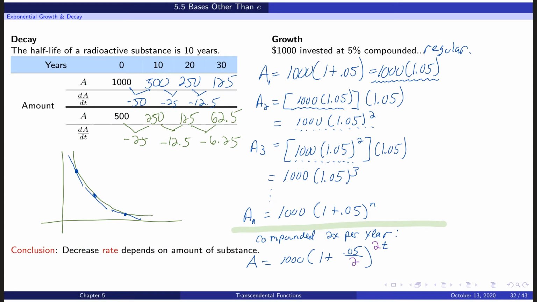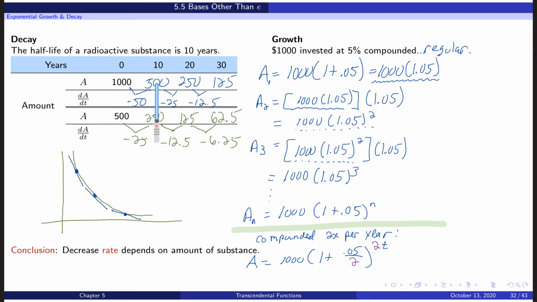So for the last example, which is going to take 2 slides, we're going to investigate exponential decay of substances and exponential growth of money. Exponential decay occurs when you start with a set amount of something, say 1,000 milligrams of some sort of substance, and after 10 years, you wind up with half as much, which is 500. And then after another 10 years, you wind up with half of that, 250, and another 10 years, half of that, which is 125. If you keep track of the rate of change, the decrease, the change in the amount over the change in time.